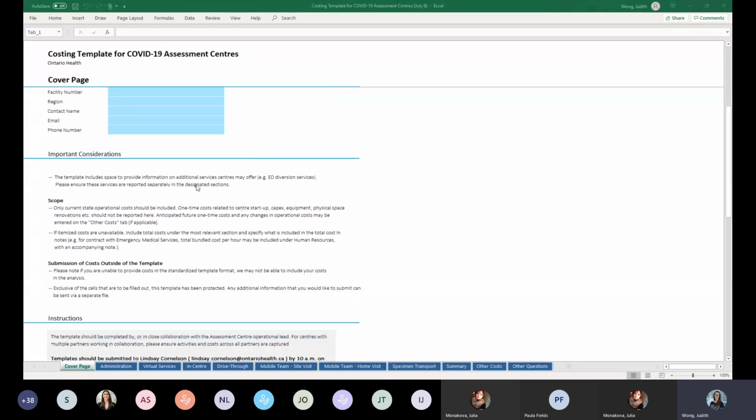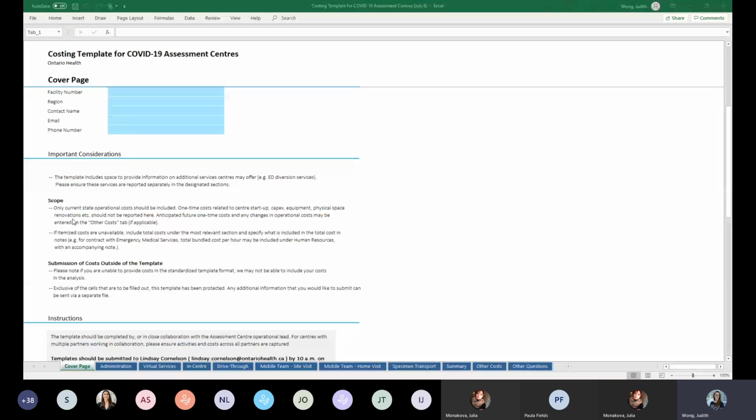Other important considerations. We've separated out and provided space for additional services. The main focus of this template is COVID-19 testing services, but if your assessment center does offer additional services such as ED diversion, there is space to capture those. Just make sure they're captured separately under those line items.